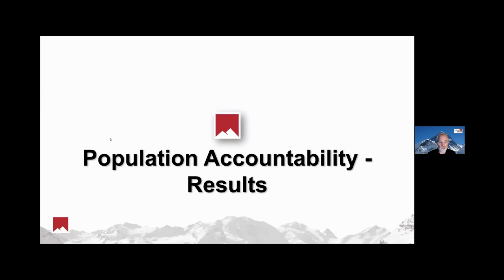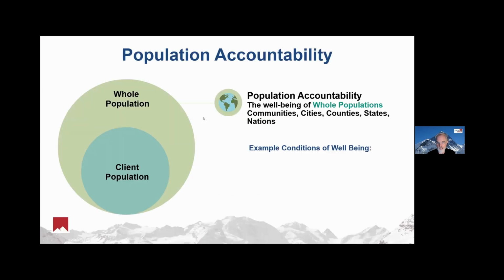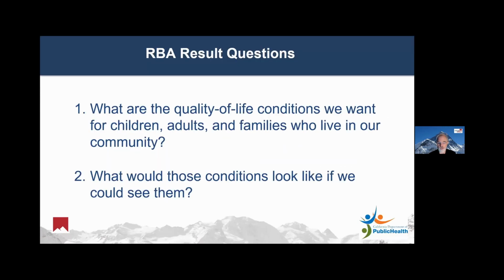So just a few more slides about results. Again, the population accountability, the well-being of whole populations, everyone in a community, a city, a county, a state, a neighborhood. You make those distinctions around the geographic area, residents with good jobs, children ready for school, a safe and clean neighborhood. And to help you develop your results, there are 2 questions you can answer. What are the quality of life conditions we want for children, adults, and families who live in our community, however we define that community? And what would those conditions look like if we could see them? What would they look like? Kind of the mission and the vision is a way to think about that.